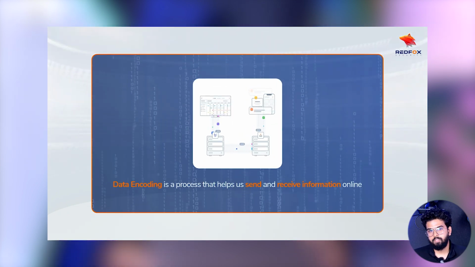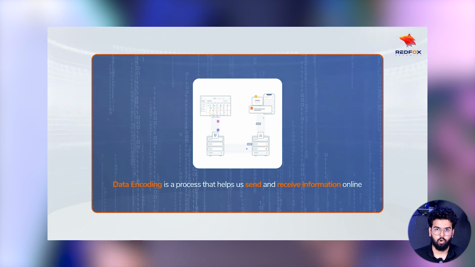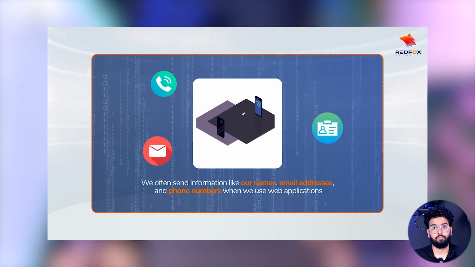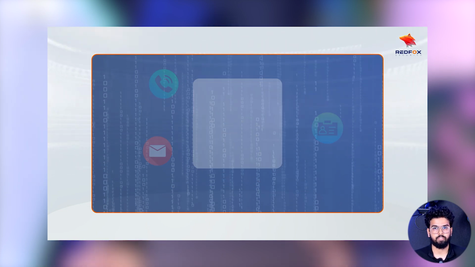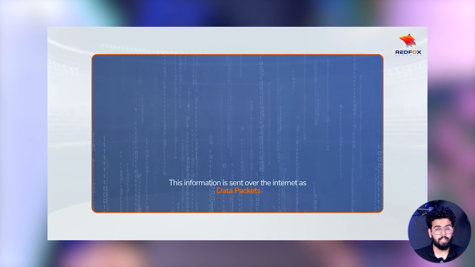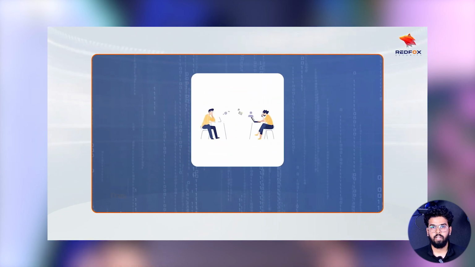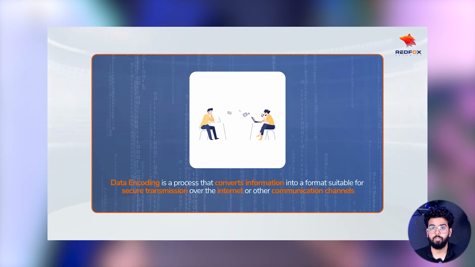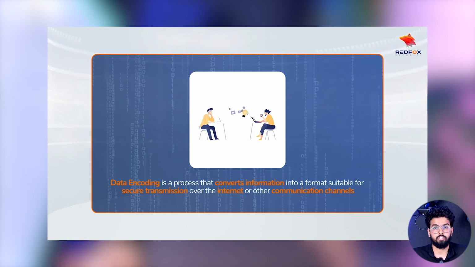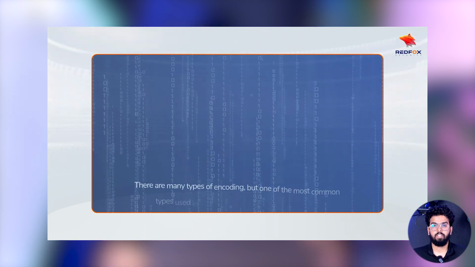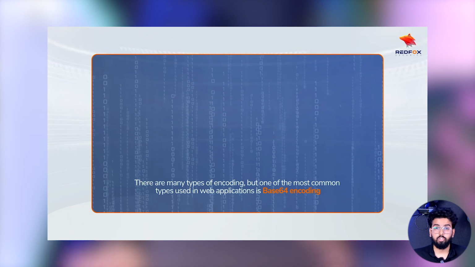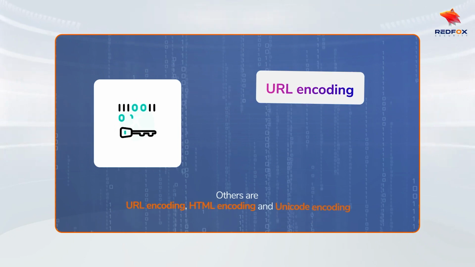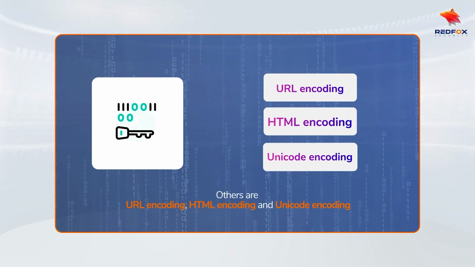Data encoding is a process that helps send and receive information online. We often send information like our names, email addresses, and phone numbers when we use web applications. The information is sent over the internet as data packets. Data encoding is a process that converts information into a format suitable for secure transmission over the internet or other communication channels. There are many types of encoding, but one of the most common types used in web applications is base64 encoding. Others include URL encoding, HTML encoding, and Unicode encoding.